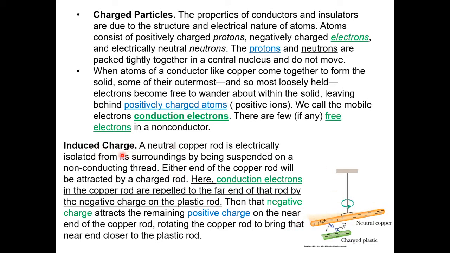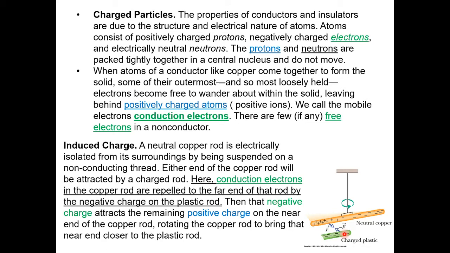this copper rod will have induced charge, which means that this copper rod is still electrically neutral. However, there will be some induced positive charge, which means that some electrons will be repelled by this rod and go to the other end, because negative charges repel each other. So this end will have a positive net charge, but overall it is still electrically neutral. And it turns out that these two rods will attract each other.